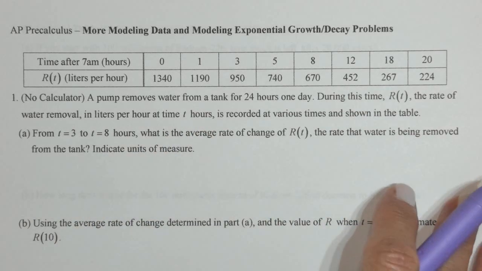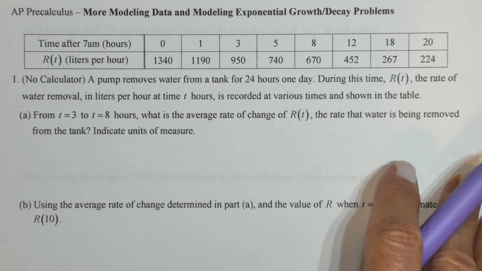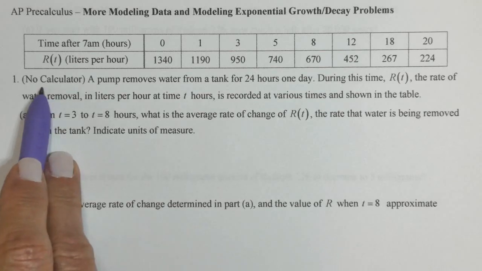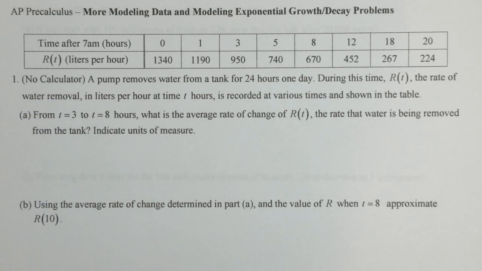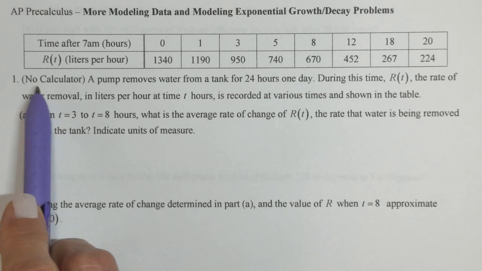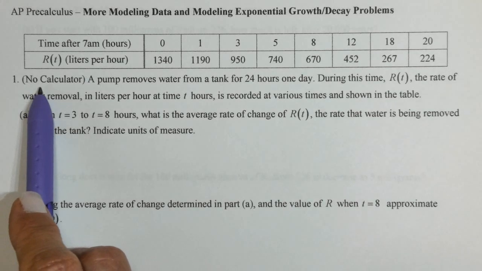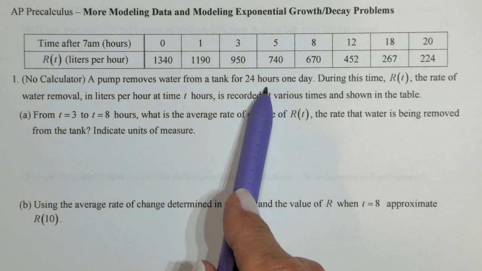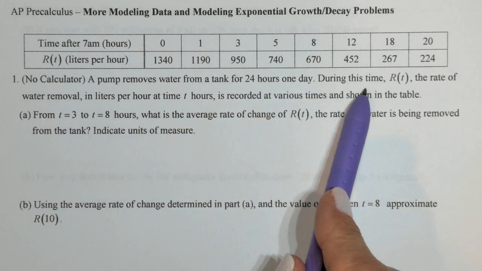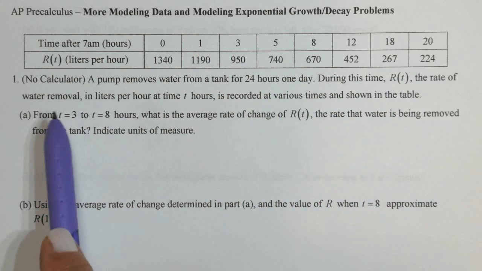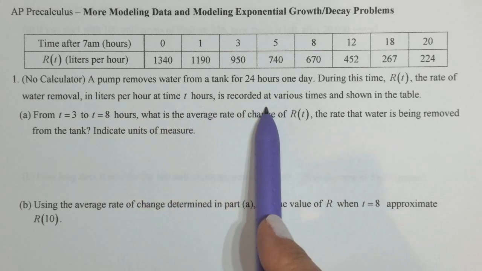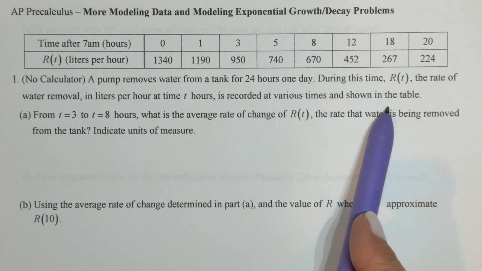Alrighty, we're just going to dive in and take a look at some examples, answering some questions with or without a calculator. And in each of these, I'll tell you whether you have access to your calculator or not. All right, for number 1, a pump removes water from a tank for 24 hours one day. During this time, R of t, the rate of water removal in liters per hour at time t hours, is recorded at various times and shown in the table.